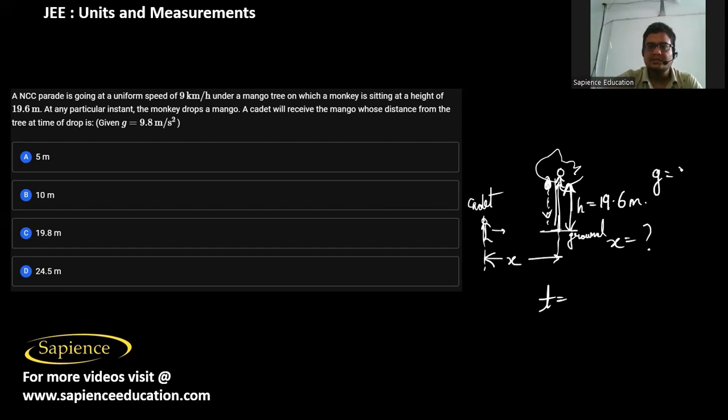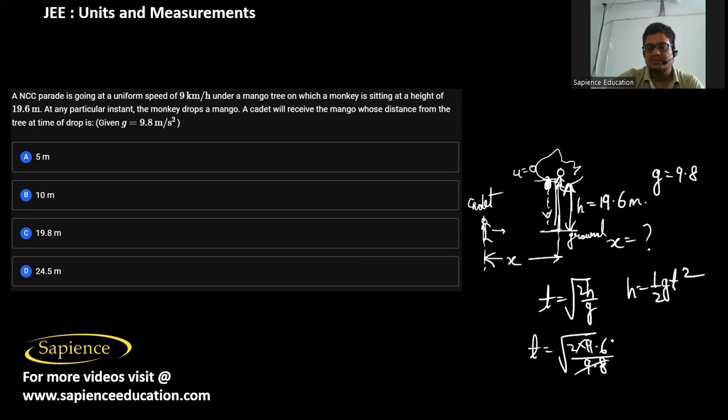So here g is given as 9.8. We know that h will be equal to half g t square, since it is dropped and its initial velocity is 0. So t will be equal to root over 2h by g, which is root over 2 into 19.6 by 9.8. Therefore t will be equal to 2 seconds.